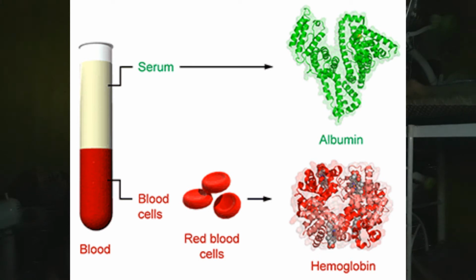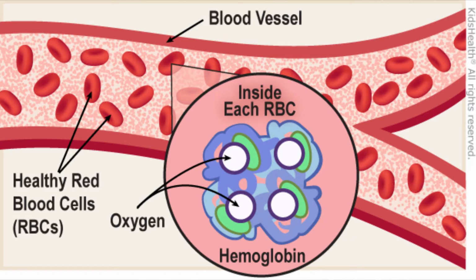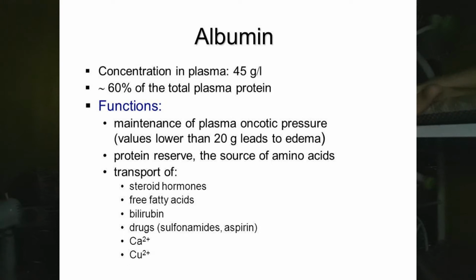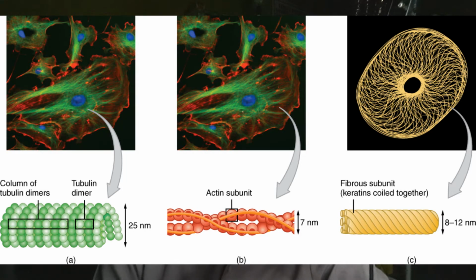Proteins can also be used as transport mechanisms, such as hemoglobin and albumin. As you can see, they are usually found in the blood. Hemoglobin can carry substances in our blood, while albumin is usually found throughout our body. And protein can also be used in structural components such as actin, tubulin, and keratin.